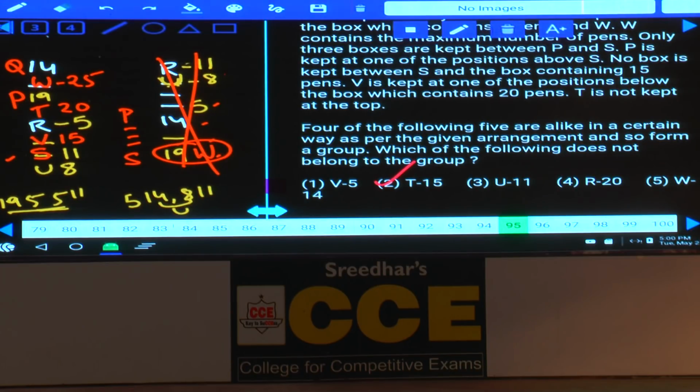And this is about question numbers 91 to 95. Again, you need to work out this one after going to your home. 91 to 95 and again 86 to 90 as well.